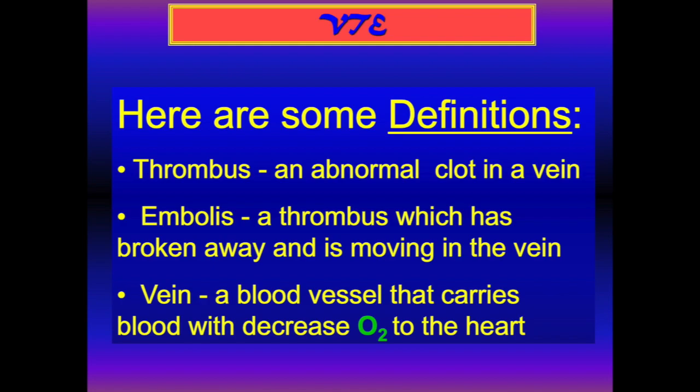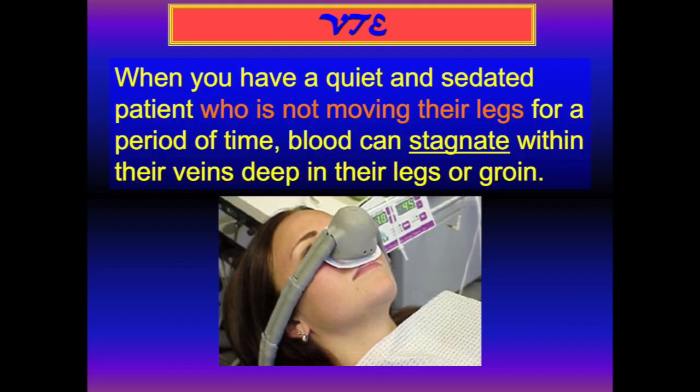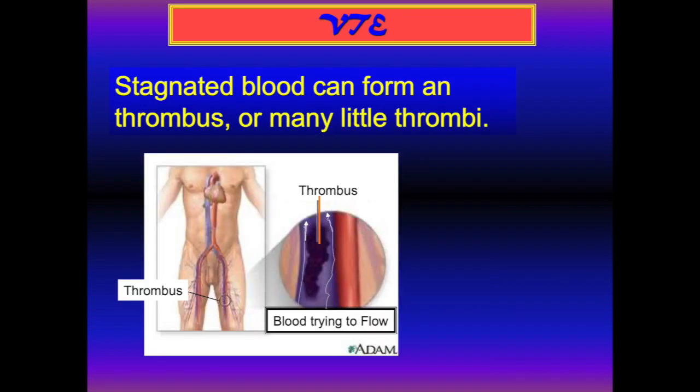It's the low pressure side of the system. So when we walk, we're squeezing veins. And we've got valves inside our veins to make sure that the blood is constantly flowing in a circulation to the heart. But being a patient in a chair, especially certain patients, they could develop stagnant blood because their veins are not being squeezed or moving every time we move our legs. So stagnated blood can form clots.